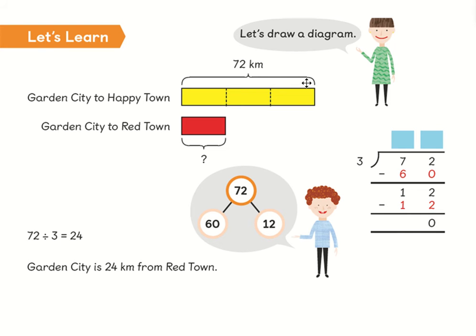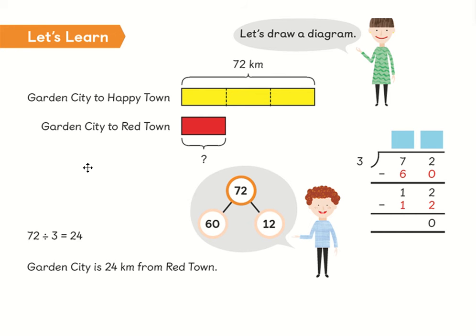And then we can add the information that we already know. So we know that this distance is 72 kilometres. So we know that 3 of those sections are equal to 72 kilometres, and that's going to help us work out what one of those sections is. So well done if you figured out that we need to use a division, because 72 divided by 3 will tell us how far it is from Garden City to Red Town.